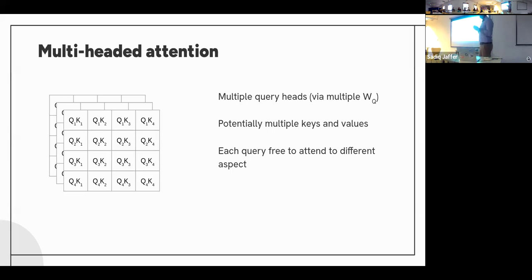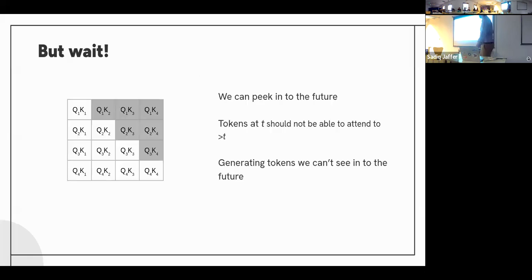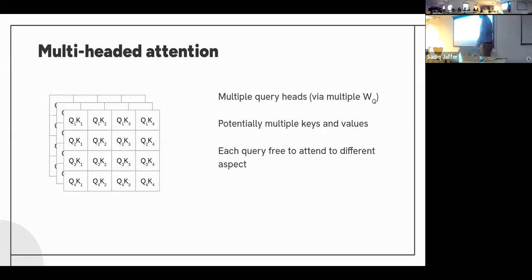But what that means is that each query is free to attend to a different aspect of the input. You can see these as almost like a data-dependent database lookup, if you like, right? Each of the tokens is coming up with a query and figuring out what it wants to retrieve, and then it's using the value from that position. And the idea behind having multi-headed attention is that we can have multiple different queries, right?